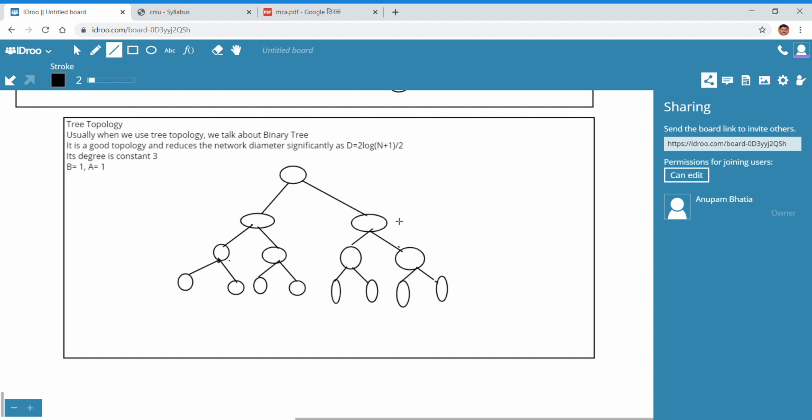In the next lecture, I will talk about the three-dimensional and the hypercubes.